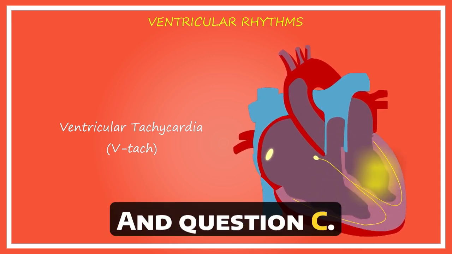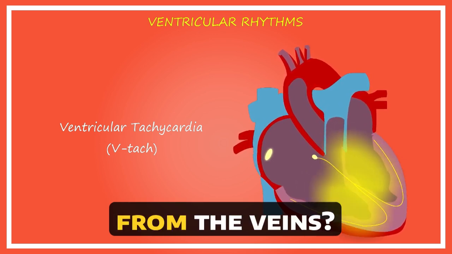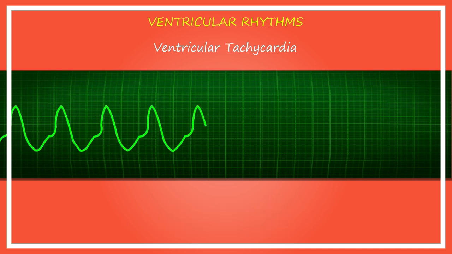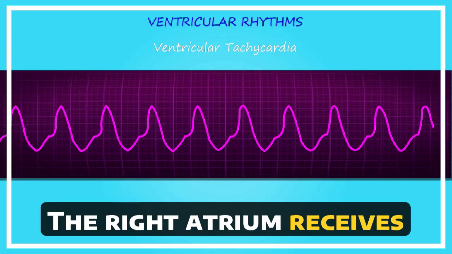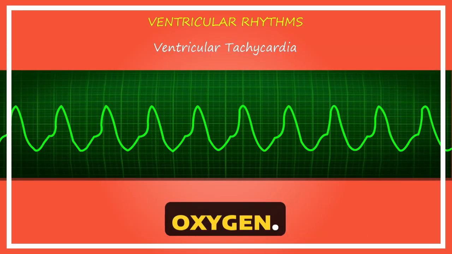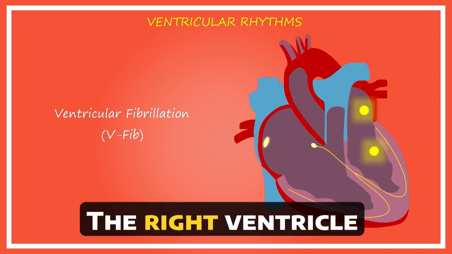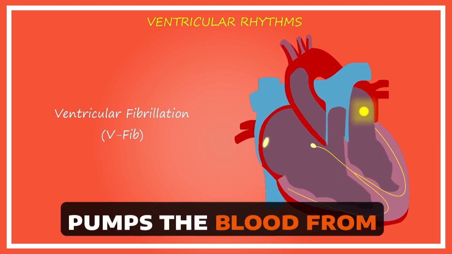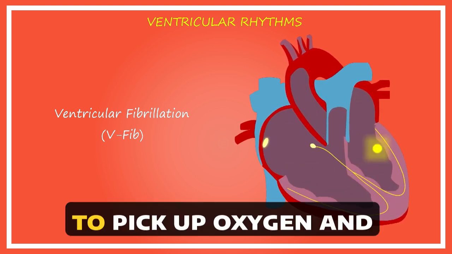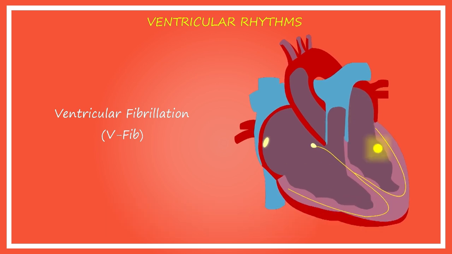And question C, which structure in the heart receives blood from the veins? Answer: the right atrium receives blood from the body. This blood is low in oxygen. This is blood from the veins. The right ventricle pumps the blood from the right atrium into the lungs to pick up oxygen and remove carbon dioxide.